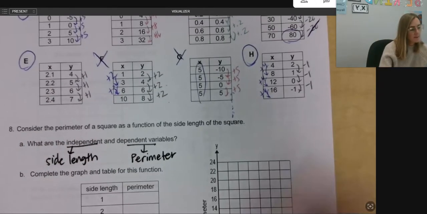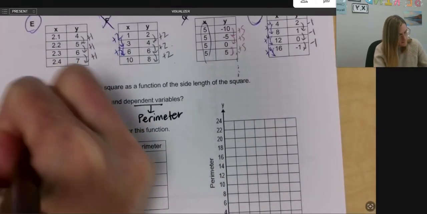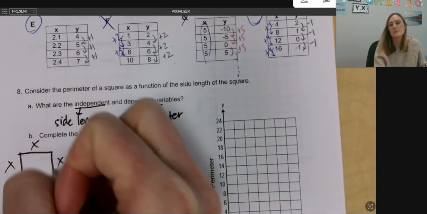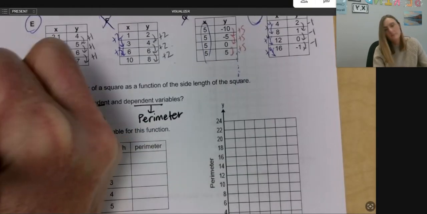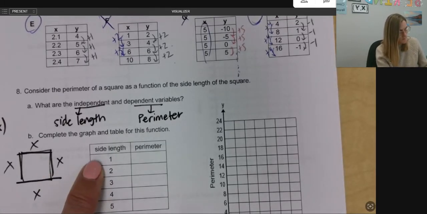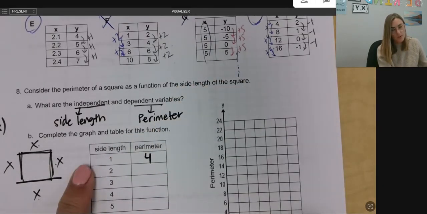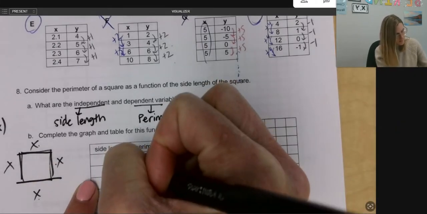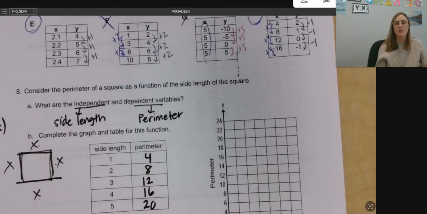So just a reminder, if we draw a square, let's say our side length is x. Our perimeter is x plus x plus x plus x, or 4 times x. So if my side length is 1, it's 1 plus 1 plus 1 plus 1, my perimeter is 4. If my side length is 2, it's 2 plus 2 plus 2 plus 2, or 2 times 4, 8. 3 would be 12, 4 would be 16, and 5 would be 20.